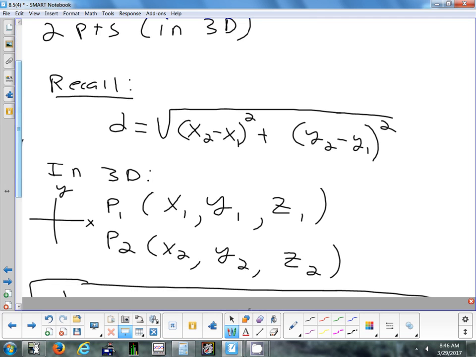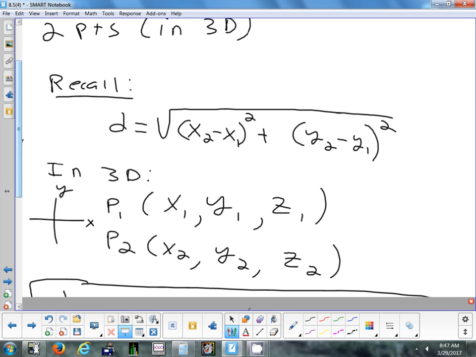Well, think about it like this. Pretend the z-axis comes out of the board. One option is you could go right, up, and come out of the board. That's one region. You could go right, down, and come out of the board again. That's the second one. You could go left, down, and come forward. You could go left, up, and come forward. Those are the 4 places you could go.